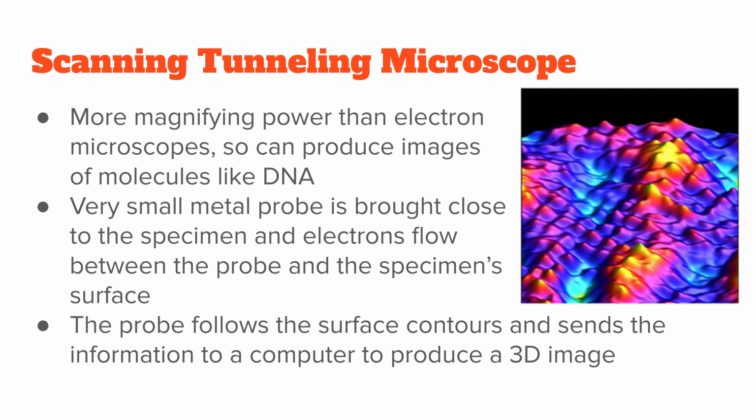And these ones do use electrons too, but what they're doing is they're actually using an electrical probe and measuring how easily the electrons are flowing between the probe and whatever specimen they're studying. And that information can then get relayed back into a computer, and the computer can use that to approximate what the shape of the molecule will be.